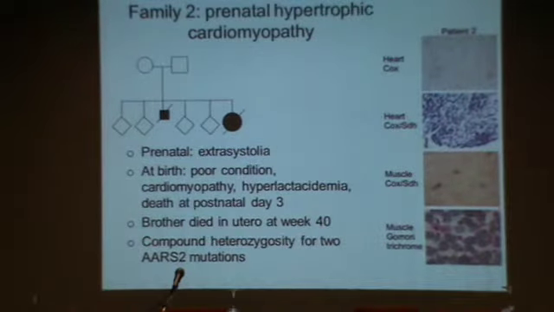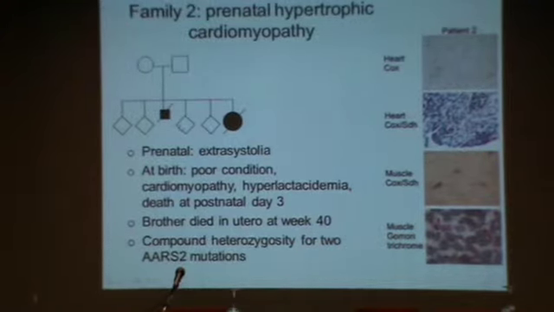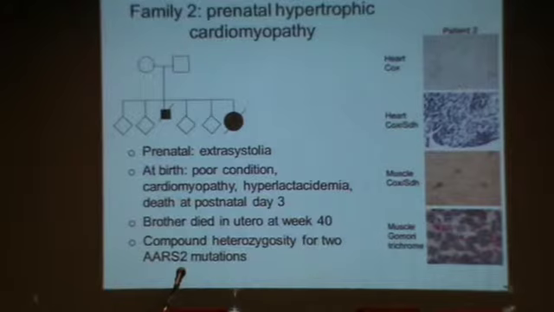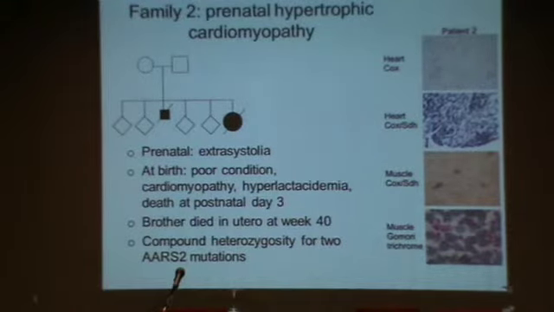So we were lucky to find a second family with a very similar case, lucky for us and lucky for the family to get the diagnosis. This really established the diagnosis for both of these families. This was an even more severe situation, where one child had died in the very last days of pregnancy because of cardiomyopathy, and the second one died just after birth because of cardiomyopathy. We found the same gene mutations, which I actually didn't mention: it's this AARS2 gene, also in this patient.